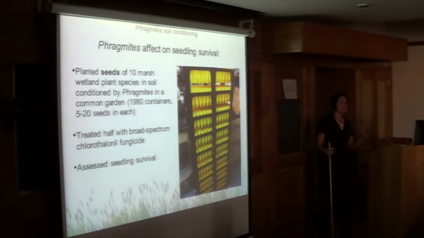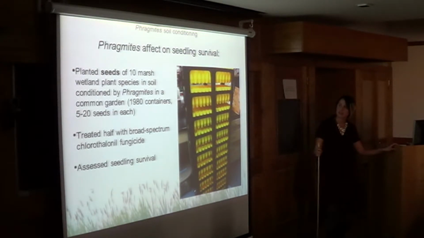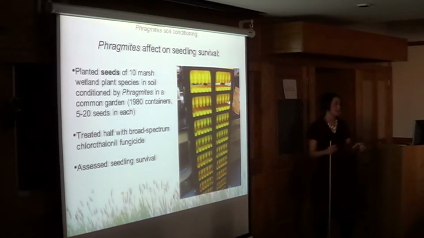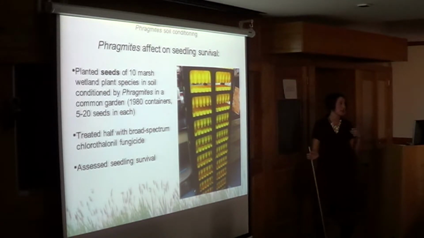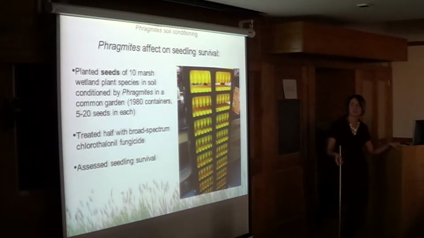So to answer what exactly is happening in the soil, I did a secondary study with my collaborator Laura Martin and some members of Aaron Blossey's lab, looking at seedling survival in a more controlled container setting. So we took soil from these Phragmites common gardens that had been conditioned, grown with Phragmites, and then planted 10 different marsh wetland plant species in the soil.